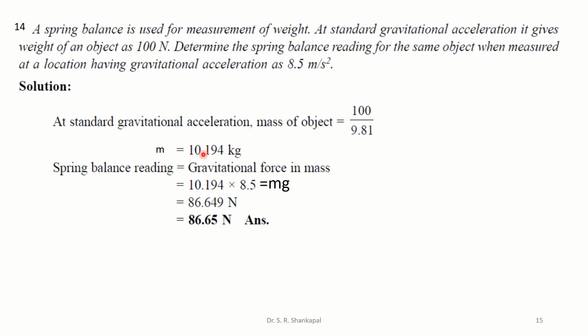Suppose I weigh the same mass at another location whose g value is 8.5 meter per second square. Again W is equal to mg. We know the m value, and the g value is 8.5, so it will weigh 86.65 Newton.